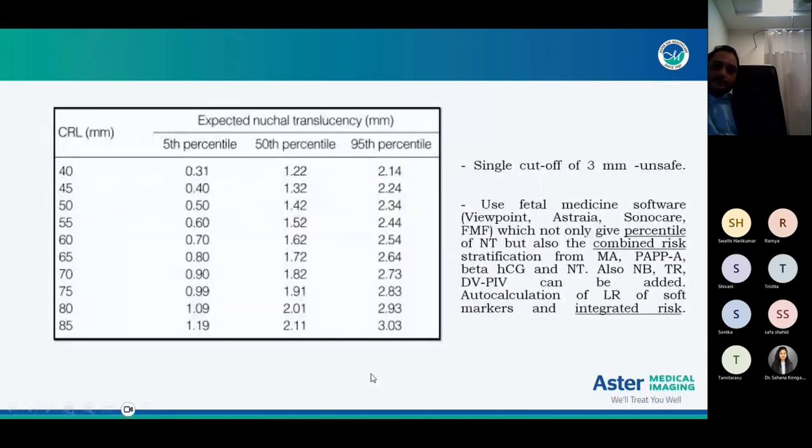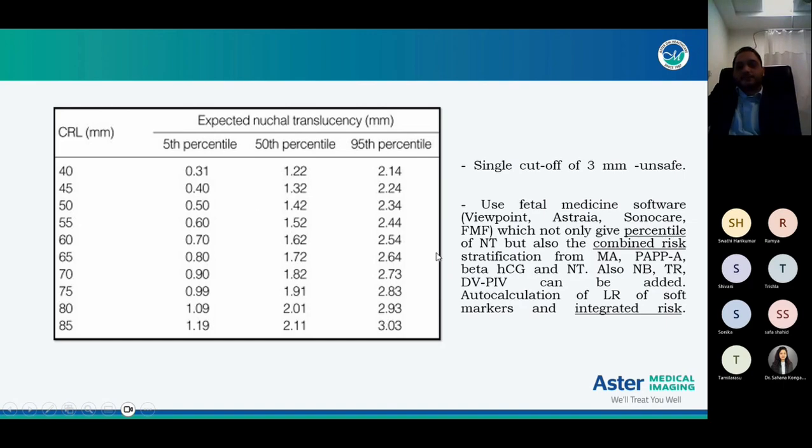Now, what is normal nuchal translucency, and when do we say it is abnormal? Traditionally, what we are more commonly used to is the 3 mm cutoff. We have to be careful about this cutoff because it's not always 3 mm which is abnormal. For example, at a CRL of 50, 2.34 is also abnormal. It is above the 95th percentile. So rather than 3 mm, it is better to use such percentile charts and see which percentile the NT falls in.